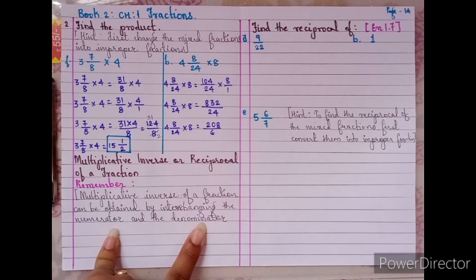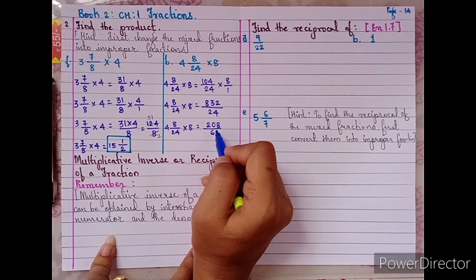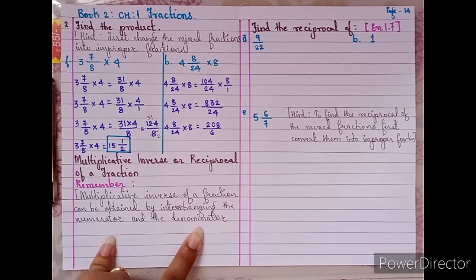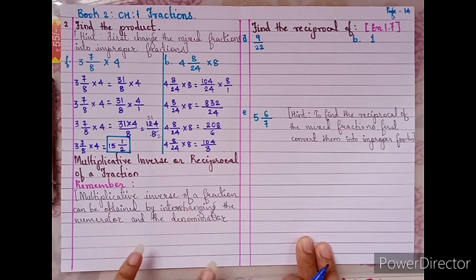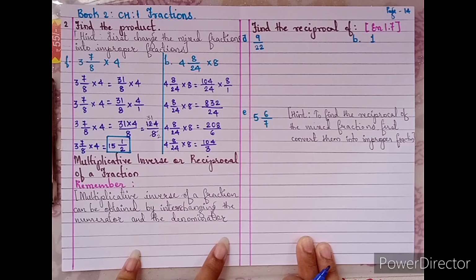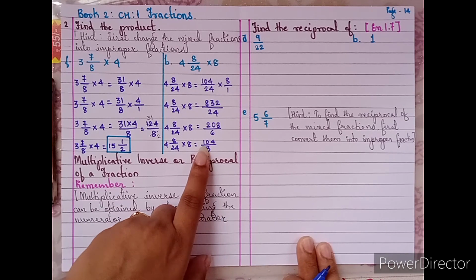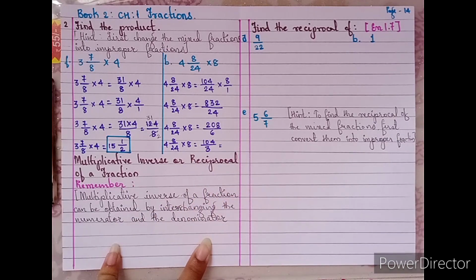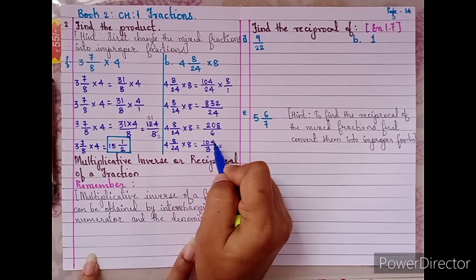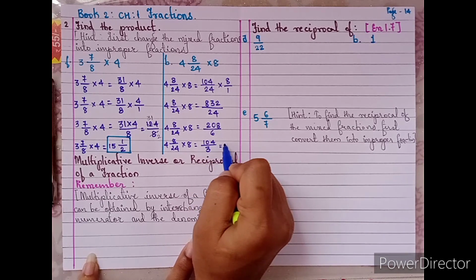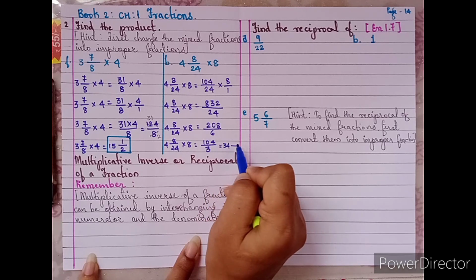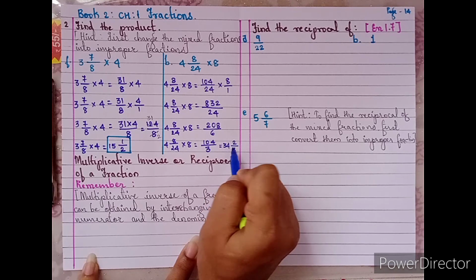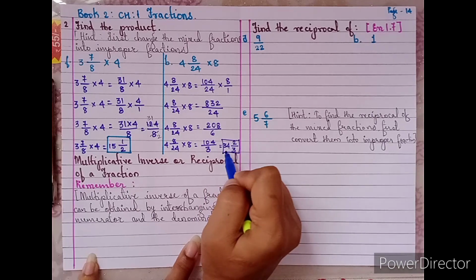Further, it is divisible by 2. It is not divisible by 3 because 8 plus 2 is 10. So let's divide by 2 again. After dividing by 2, we will get 104 upon 3. Again it is an improper fraction. This we can convert to a mixed fraction. Therefore after dividing 104 by 3, we'll get quotient 34. Remainder is 2 and divisor was 3. Therefore our expected answer is 34 is to 2 by 3.